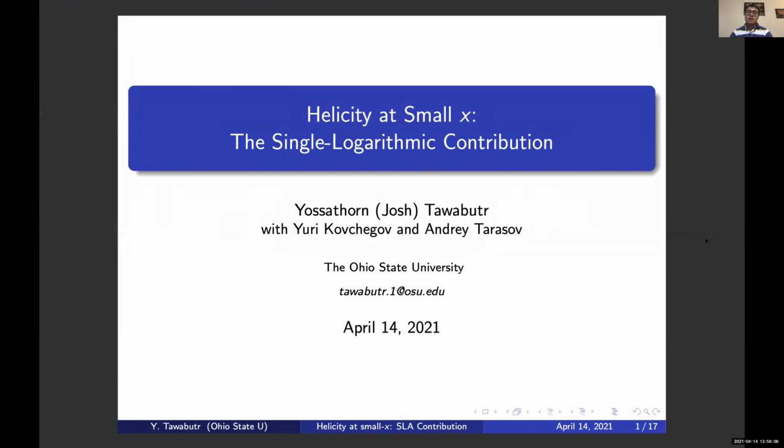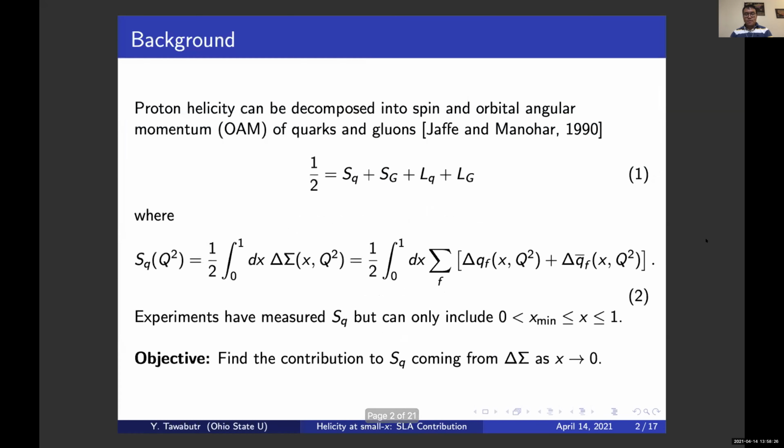All right, thank you for the opportunity to give a talk. My name is Josh Tawabutr, and today I will be talking about my work on the single logarithmic contribution to the helicity evolution at small x for the quark. This work is in collaboration with my advisor Yuri Kovchegov and Andrey Tarasov. It has been known that the complete high energy picture of a proton contains not only its three valence quarks, but also the sea quarks and gluons. The spin of the proton, which is a half, receives contributions from the spin and orbital angular momentum of all of its constituent particles.